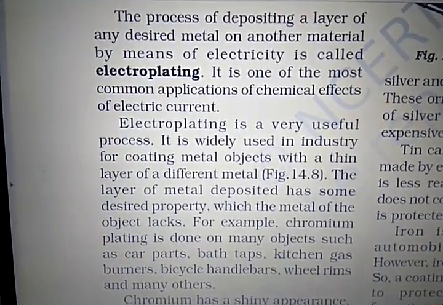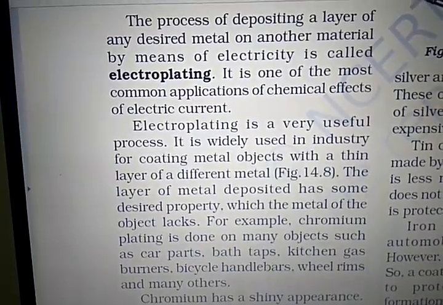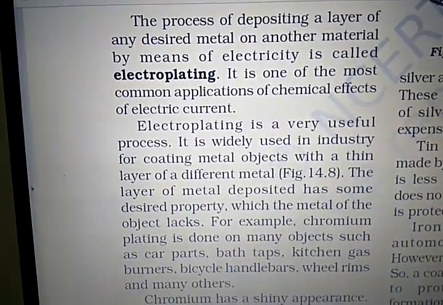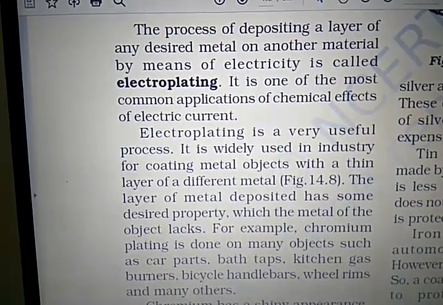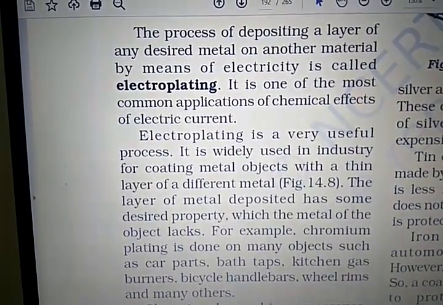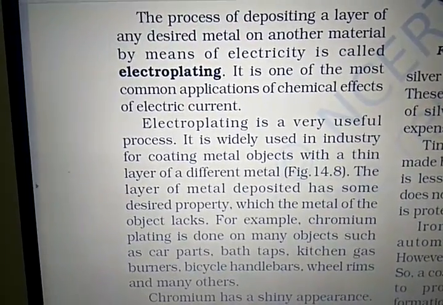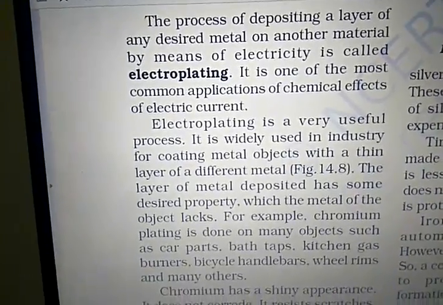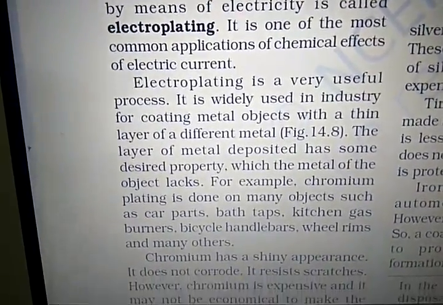So what will happen when the electric process starts, electroplating starts, when the current is passing for a few times, after that you will find that gold will be coated on that spoon, right? After some hours you can find electroplating. So this type of process which is used by the goldsmiths, it is one of the most common applications of chemical effect of electric current.